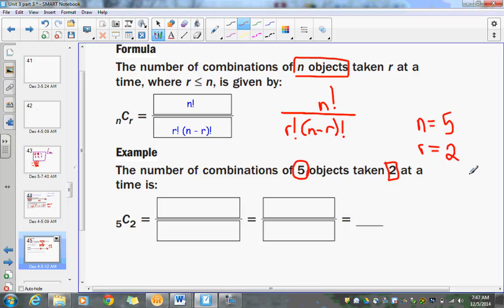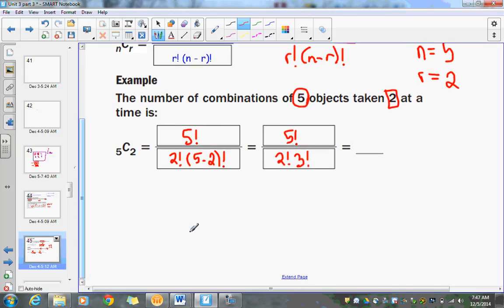The stipulation, whatever you want to call it. So it's going to be 5 factorial over 2 factorial, 5 minus 2 factorial. All right. Now my next step would be 5 factorial over 2 factorial, and I'm kind of going slow with this because this is our first one. 3 factorial. 5 minus 2, 3 factorial.